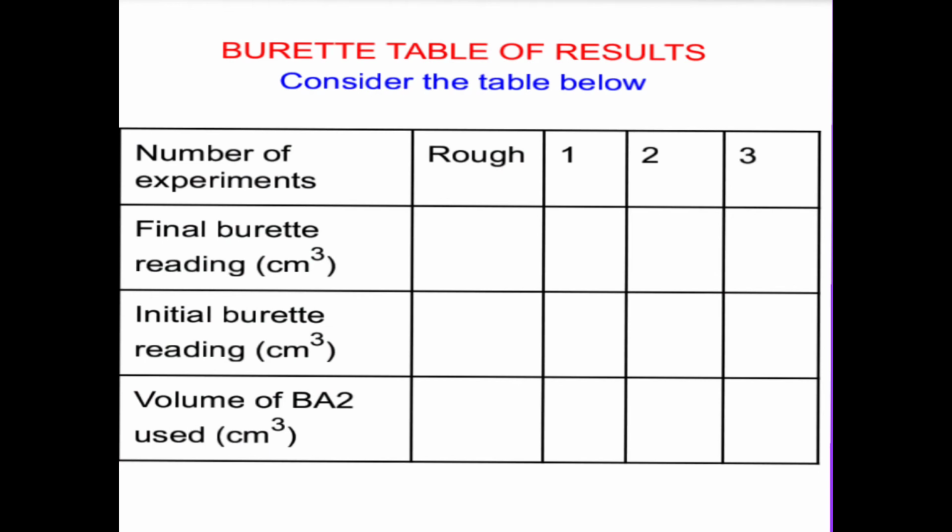I've already talked about the number of experiments, and I have said the number of experiments refers to the number of titrations you're going to perform. In this case, we have the rough, the first one, the second one, and the third one. So therefore, there are 4 experiments you're going to perform in this practical. So you will have to perform 4 titrations.